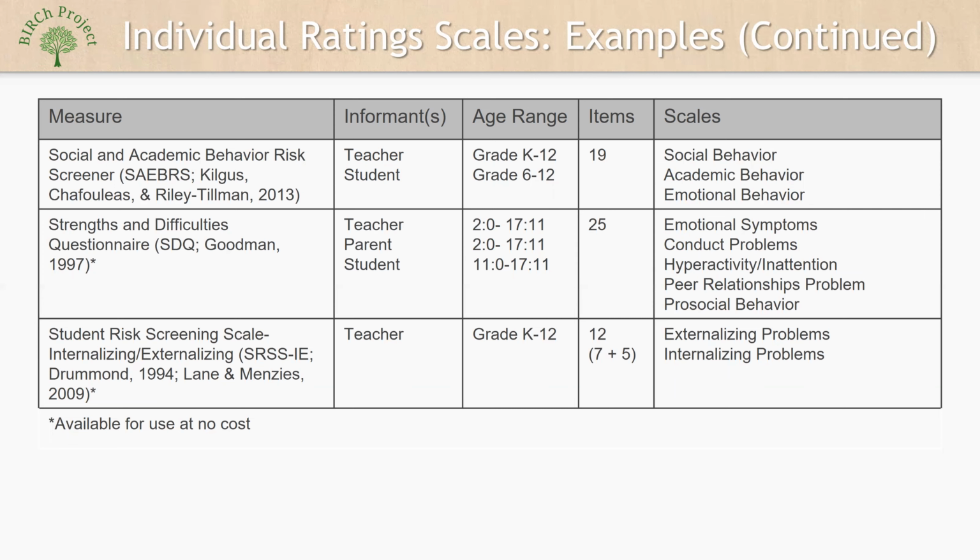The same is true with this first screening tool, the SABRES. The SABRES assesses strengths in terms of social behavior and academic behavior, and also problems related to emotional behavior. Finally, the Student Risk Screening Scale focuses on traditionally externalizing problems, but there's a more recent version that includes items related to externalizing as well as items related to internalizing problems.